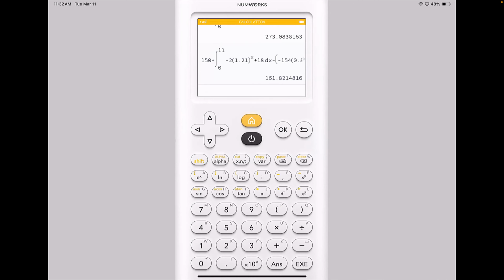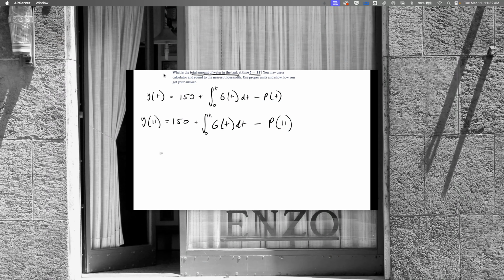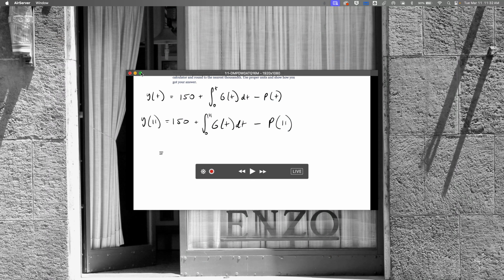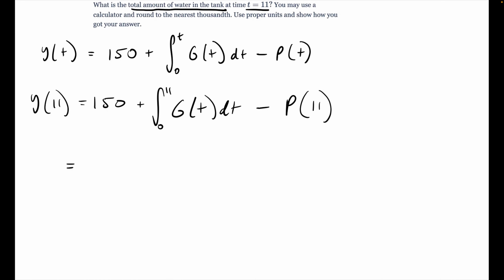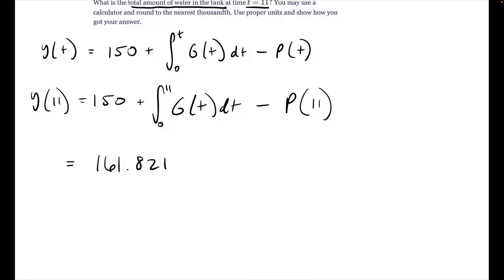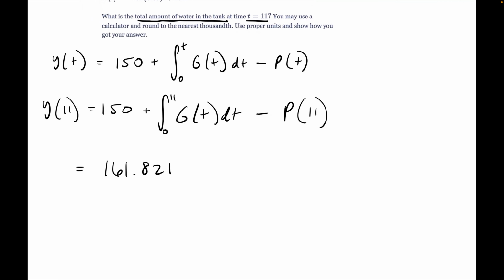161.821. Okay? All right, so let's go back to ours. 161. And then what units go with it? So it's not a rate. It's just liters. Yeah, so when it says total amount, it's just the quantity. The quantity is liters. You don't have to square it or anything because it's not area.